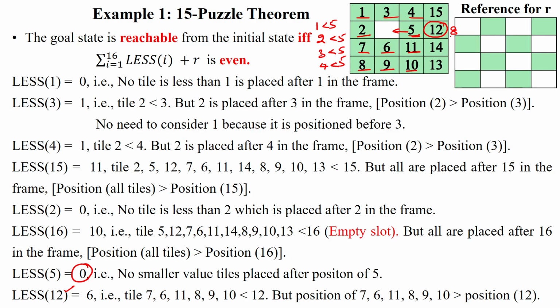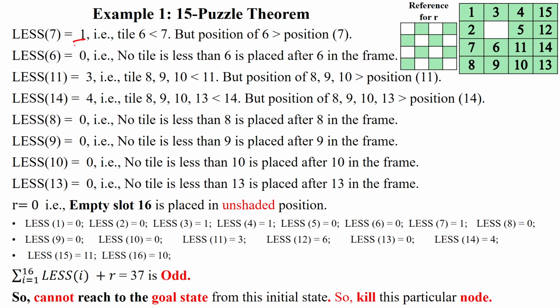So 6 elements, the positions of these 6 elements are greater than the position of 12, that is 8. So we have to count all the 6 elements. Like that, when you are calculating for the 7, after the 7 the smaller element is 6, and the position of 6 is greater than the position of 7. So we have to count that one, so 1. So less of 6: after the 6 there are no smaller elements, so 0.